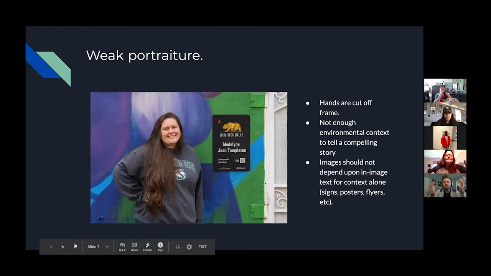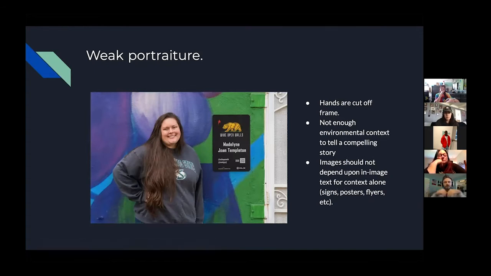This is what I would consider weak portraiture. The hands are cut off, her hand is right there, and that should have been in frame, or I should have focused tighter on her so that we didn't have to worry about her hands being in frame. There's not enough environmental context. You don't know exactly where this is.